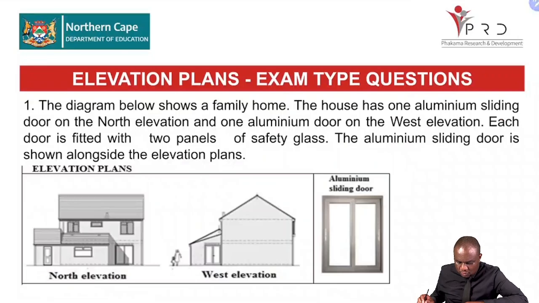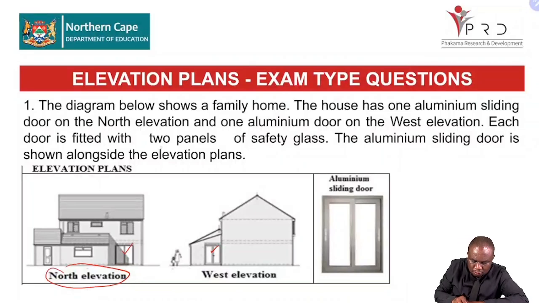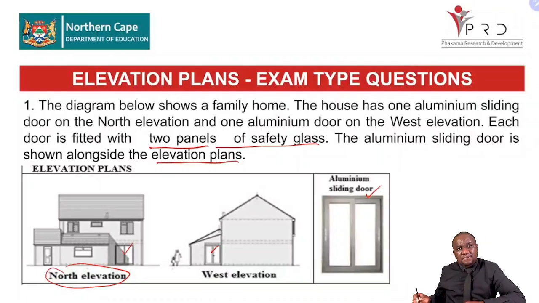The house has one aluminum sliding door on the north elevation, should be this one, and one aluminum door on the west elevation, should be this one. Each door is fitted with 2 panels of safety glass. It should be this one. The aluminum sliding door is shown alongside the elevation plans, right?